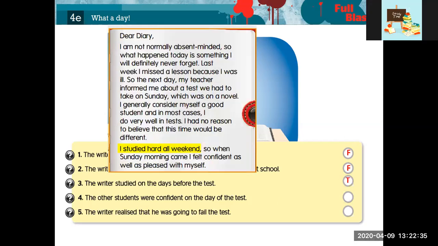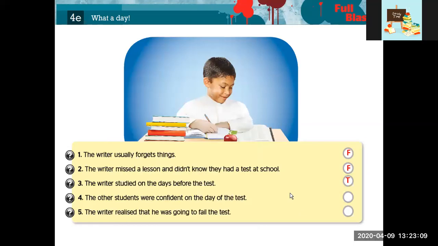False. True. I studied hard all weekend. Let me ask you. When was the exam? On Sunday. Okay. The weekend was Friday and Saturday. And he said, I studied hard all weekend. It means he studied the 2 days before the exam. So the sentence is right. Okay, Muhammad.